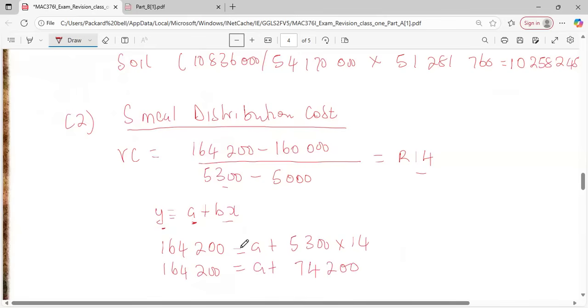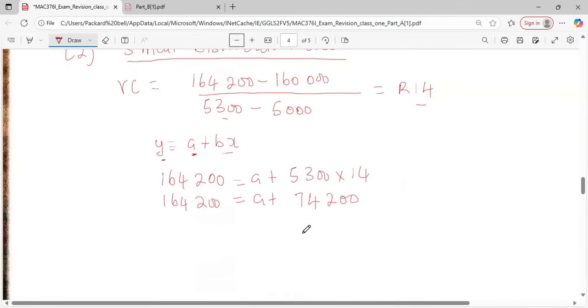Are we together here on this part? Are you guys there? I want you to understand this. Because here, we got our variable cost. But remember, we want our fixed cost and our variable cost for September. So here, we now want to determine A. A is the fixed cost. In this equation, this is the total cost, this is the fixed cost, and this is the variable cost. So what we want here is to get the A, which is the fixed cost.